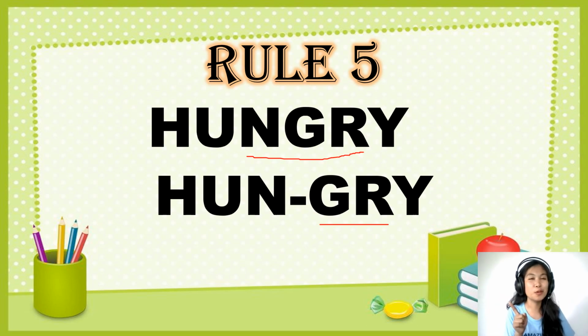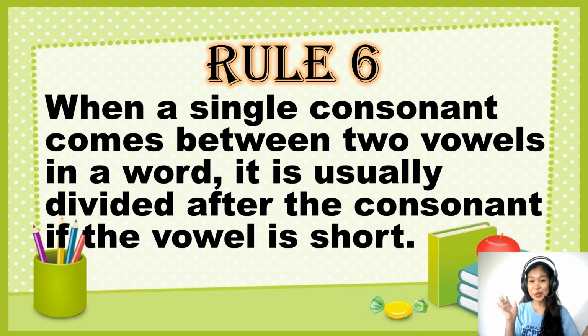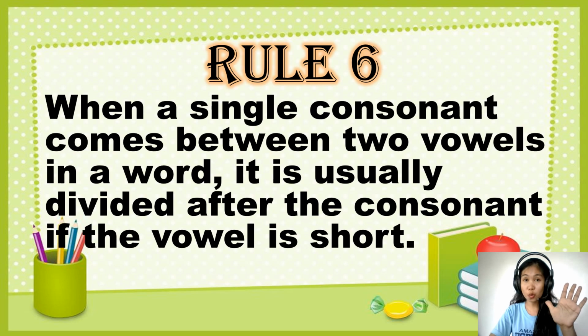Amazing. Now let's move to rule number 6. When a single consonant comes between two vowels in a word, it is usually divided after the consonant if the vowel is short. Teacher, how will we know if the vowel is short? Okay, short vowel sounds are a, e, i, o, u. If these are the sounds of your vowels, therefore the next consonant must be beside these short vowels.